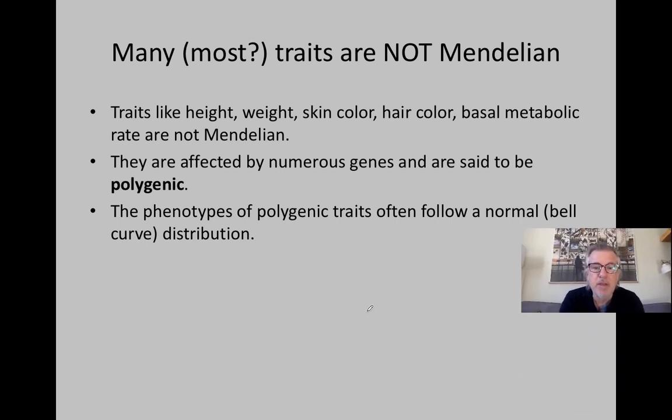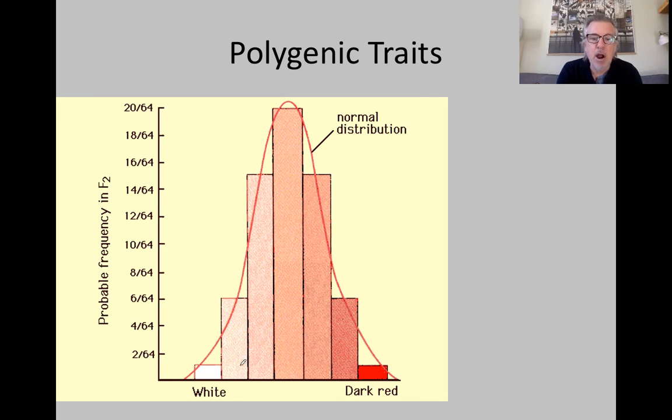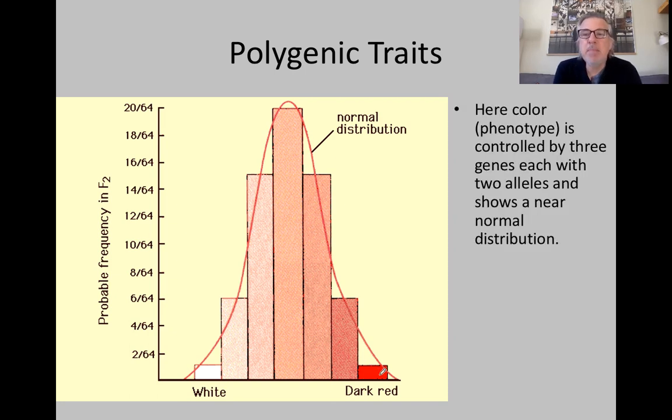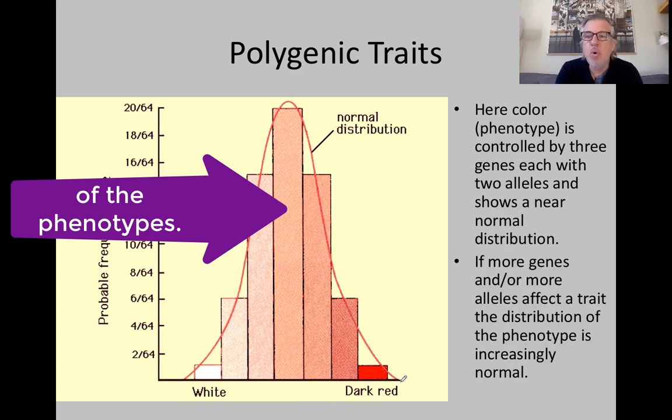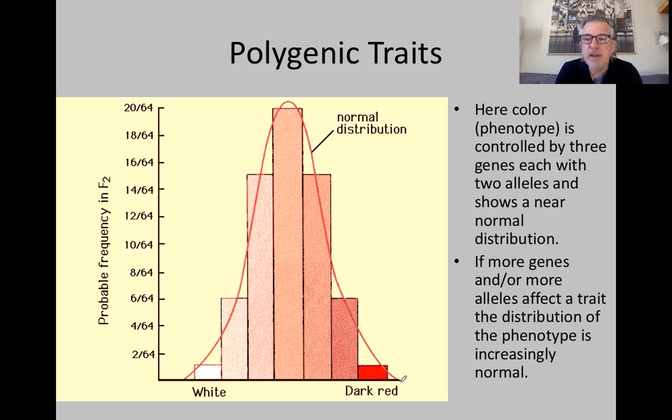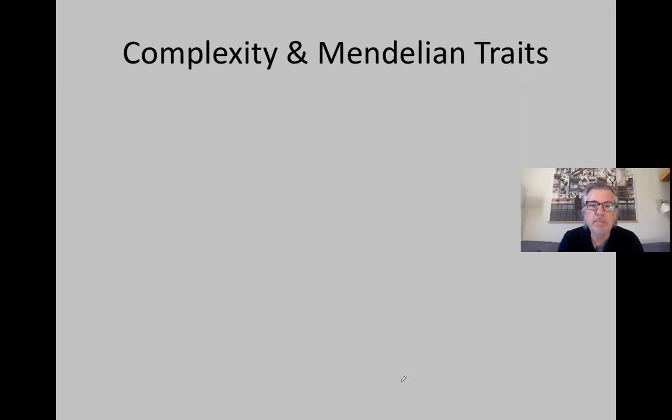Let's take a look at it. In this example, we can see that there are 1, 2, 3, 4, 5, 6, 7 phenotypes going from white to dark red. And this was made by 3 genes, each with 2 alleles. And you can see that with only 3 genes, each with 2 alleles, you get a very close to normal distribution, the normal being this curve, the expected frequencies of the genotypes of the gametes. If more genes and or more alleles affect the trait, then the phenotype distribution becomes increasingly normal.